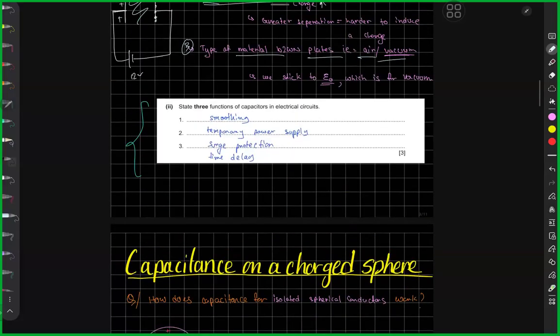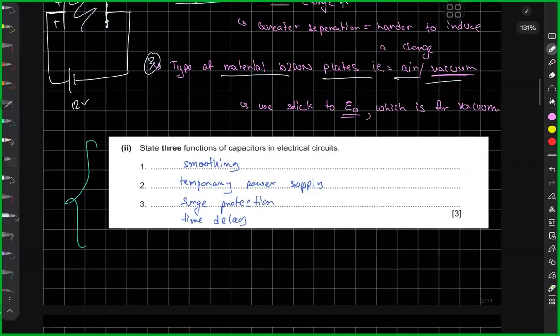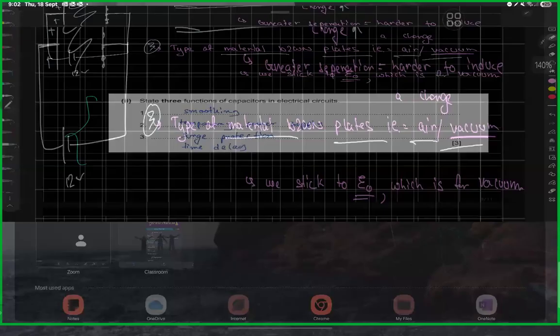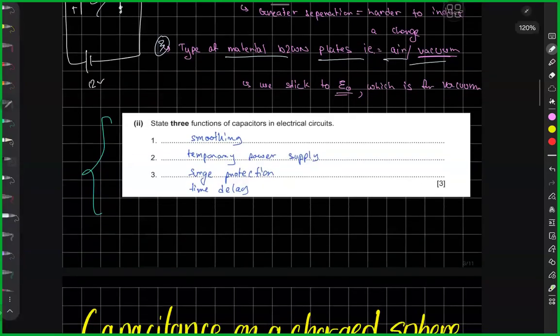The next thing is from one of your past papers, where they asked for three functions of a capacitor in an electric circuit. One is smoothing, as I said. I'll show you how it looks later on when I teach you alternating current. The other is that it provides temporary power supply. So if it has some amount of energy stored and there's a potential difference across the two plates, for some time as it discharges, it will provide the energy to the appliances in the circuit.